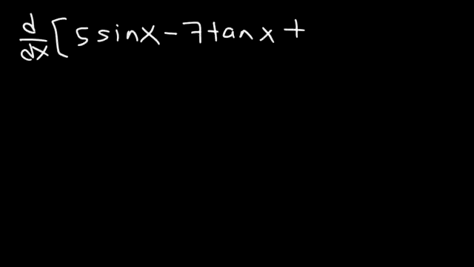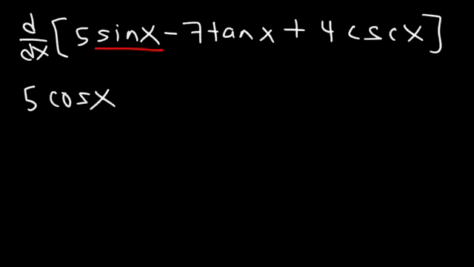Now what about this one? Find the derivative of 5 sine x minus 7 tangent x plus 4 cosecant x. So all we need to do is differentiate each one separately. The derivative of 5 sine x is going to be 5 times the derivative of sine x, which is cosine x.